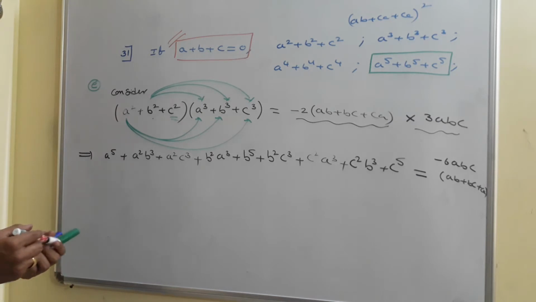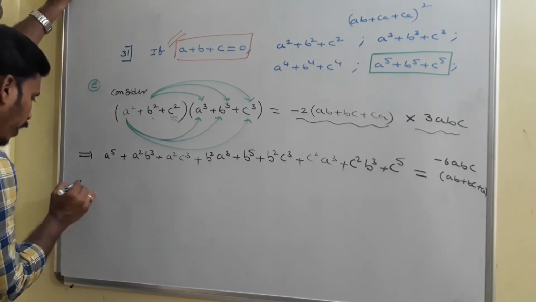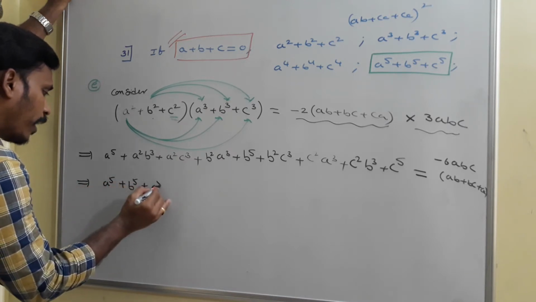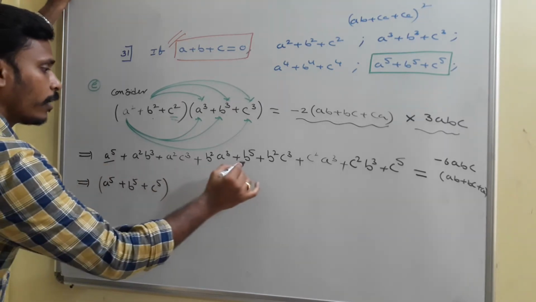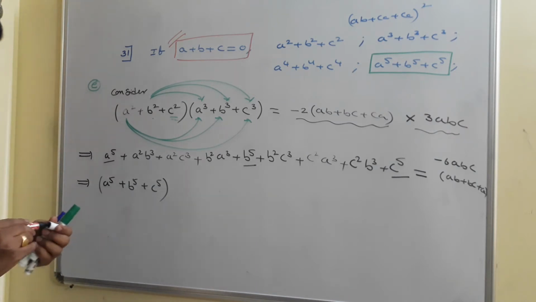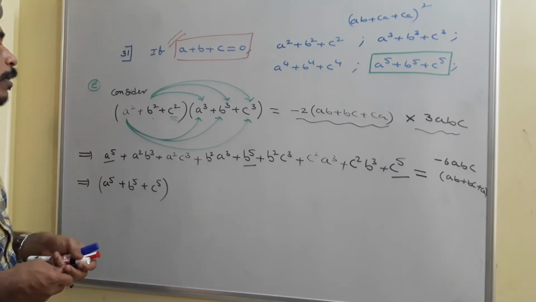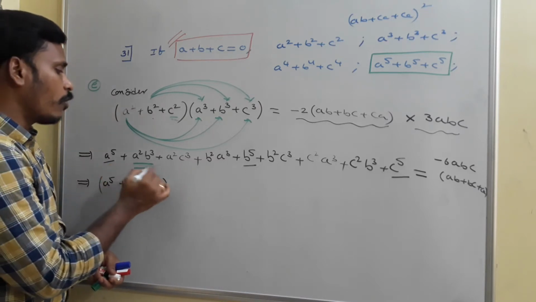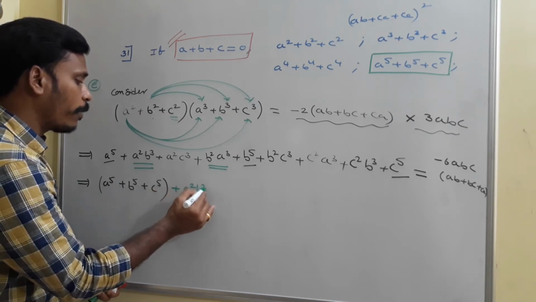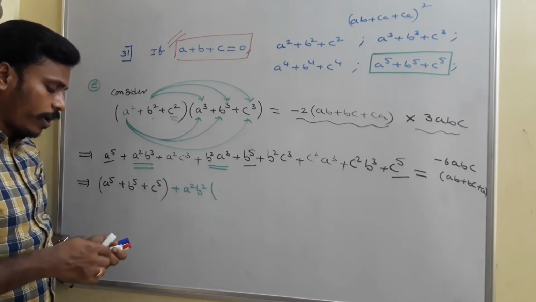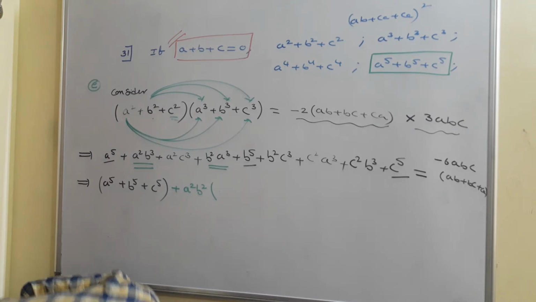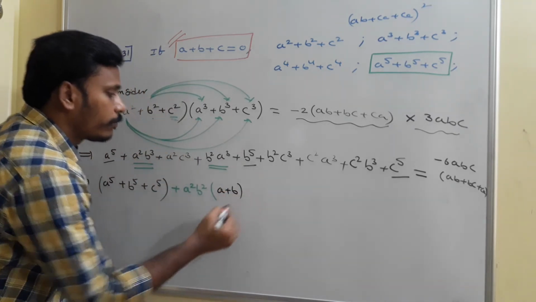Now, the left side, just think about how to simplify it. I need to find a power 5 plus b power 5 plus c power 5. First you just separate those 3, since I need a power 5, b power 5 and then c power 5. Now pay your attention on a square b cube and b square a cube. In these 2 terms, there is a chance to common out a square b square. If you common out a square b square, we need to replace that with a plus b.